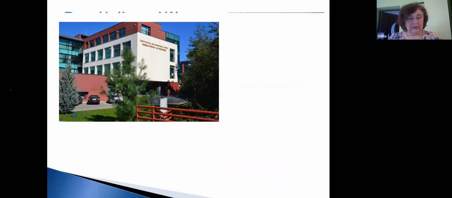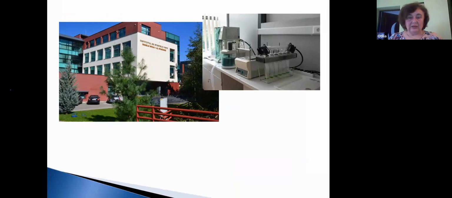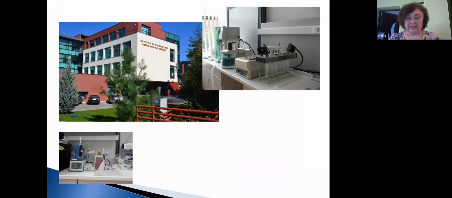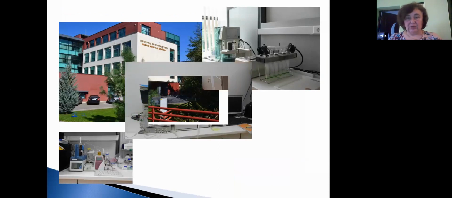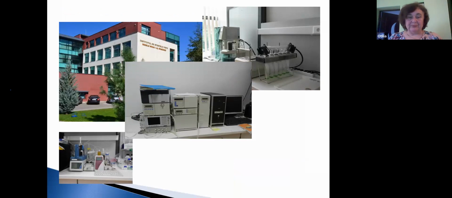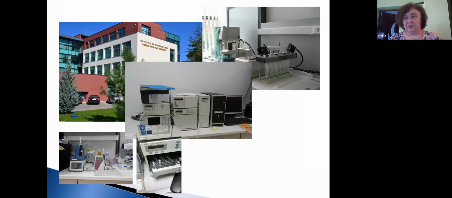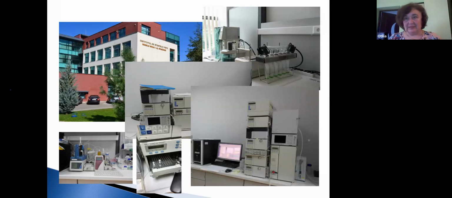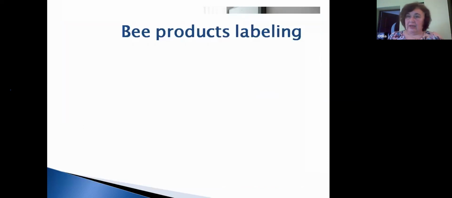Okay, the laboratory in which I'm working is accredited for quality analysis, and we are registered in a proficiency scheme with other laboratories from all over Europe. Also, we can perform in the lab, besides the physicochemical analysis, bioactive compounds from bee products and other natural matrices, we can perform antibiotic analysis and heavy metals determination.